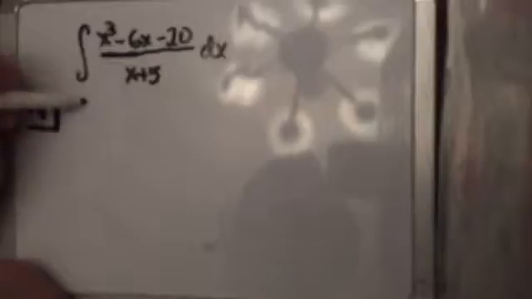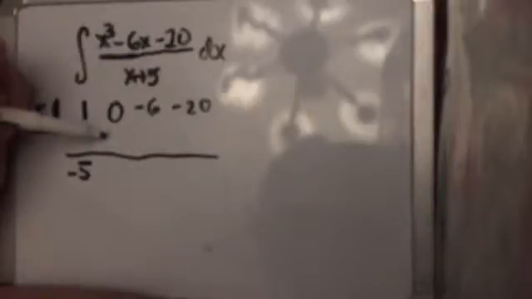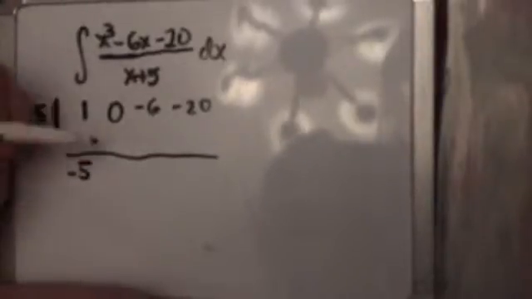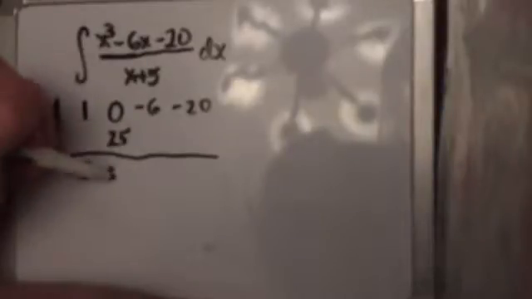So what you're going to need to do here is use long division, or what I use is this form. You make this -5 because you set x plus 5 equals 0. And then we're going to have the coefficient of each term. So we'll have 1 for x cubed, 0 for x squared, -6 for x, -20. And so we got -5, and we're going to multiply -5 times -5, which gives you 25.